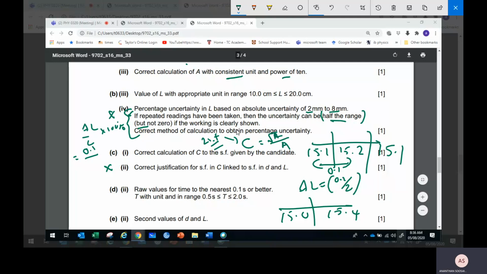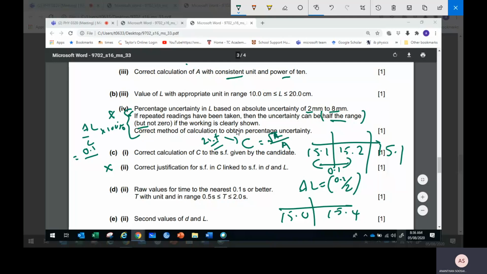So what do you have to say? The significant figure of C depends on the significant figure of what? In this case, the significant figure of C depends on the significant figure of L and A. I get 1 mark. You must tell who determines the significant figure of C, the L and A. Then what do you say? Because L is 3 significant figures, I just give an example, A is 2 significant figures. Therefore, C goes for the smallest significant figure, which is 2, as the best answer.